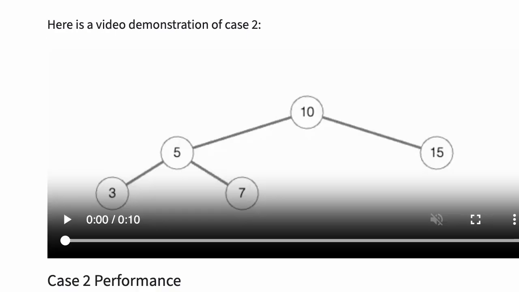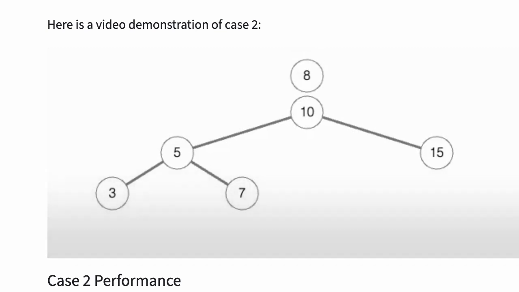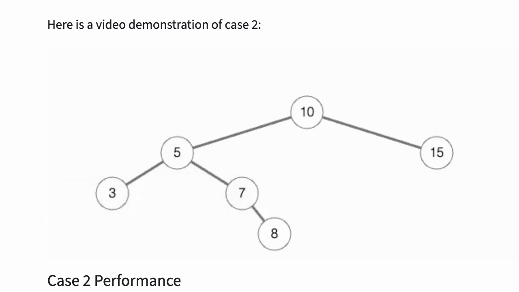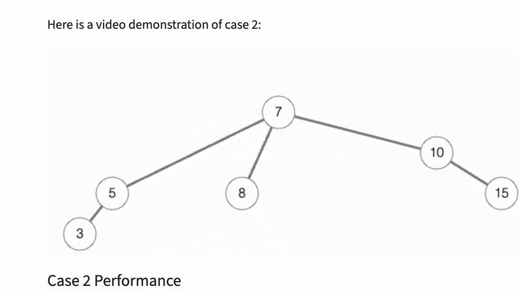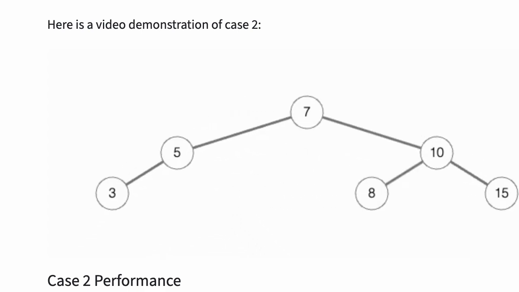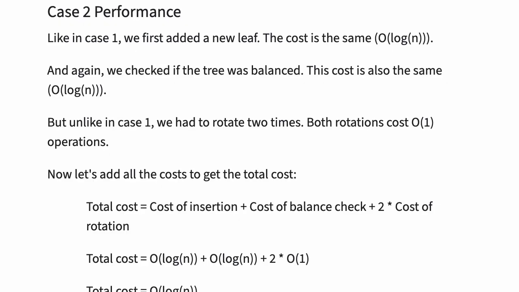Here's a video demonstration of case 2. Like in case 1, we first added a new leaf. The cost is the same at O of log n. And again, we checked if the tree was balanced. This cost is also the same, or O of log n. But unlike in case 1, we had to rotate 2 times. Both rotations cost O of 1 operations.